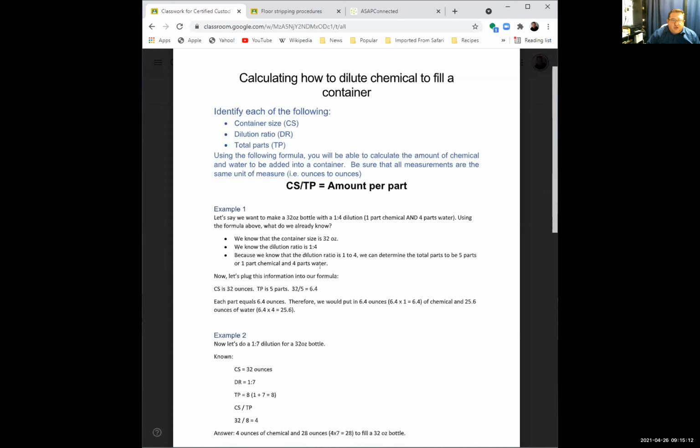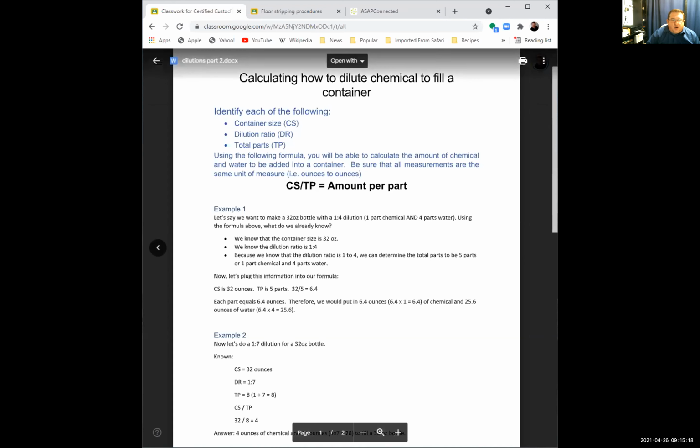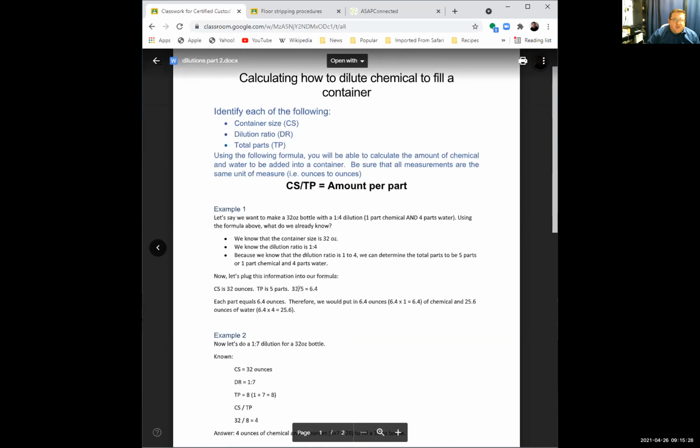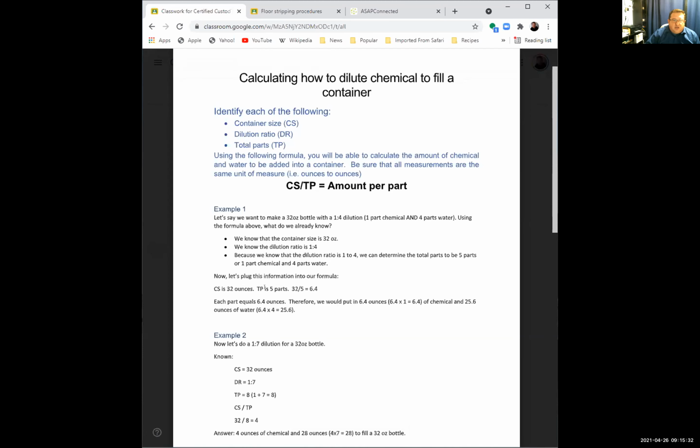Because we know that the dilution ratio is 1 to 4, we can determine that the total parts is 5 parts, right? 1 part chemical, 4 parts water, a total of 5 parts. So we put that into our formula. CS is the container size, that's 32 ounce. TP, or total parts, is 5.